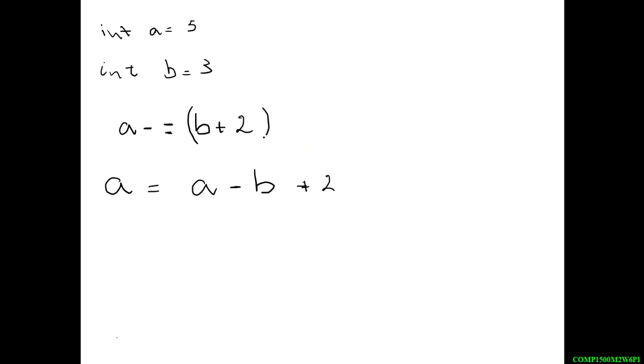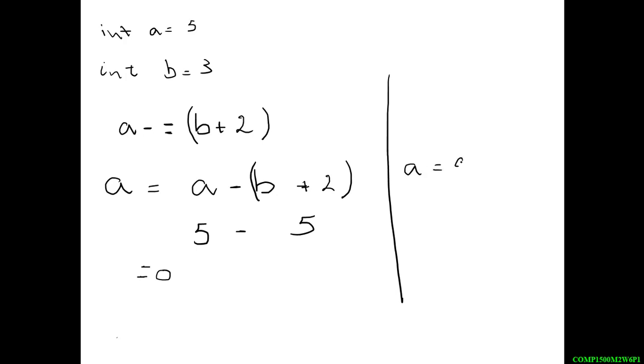If I did not put the brackets, then it will be a is equal to a minus b plus 2. Using left associative, it will be 5 minus 3, which is 2, plus 2, which is equal to 4, and this is wrong. This is the right answer. Okay, so this is the difference over here.